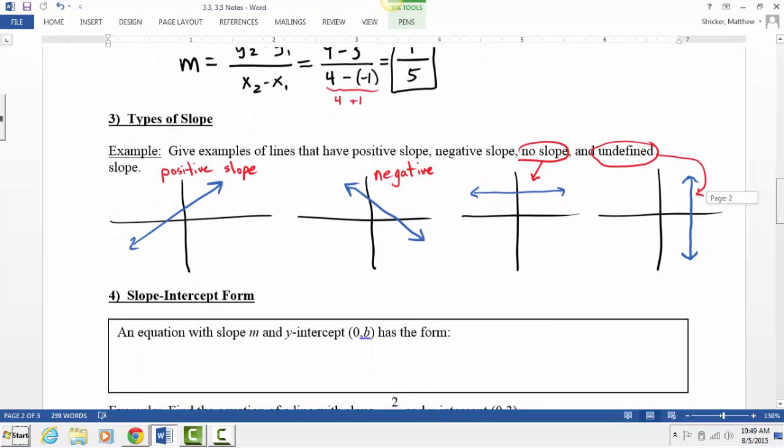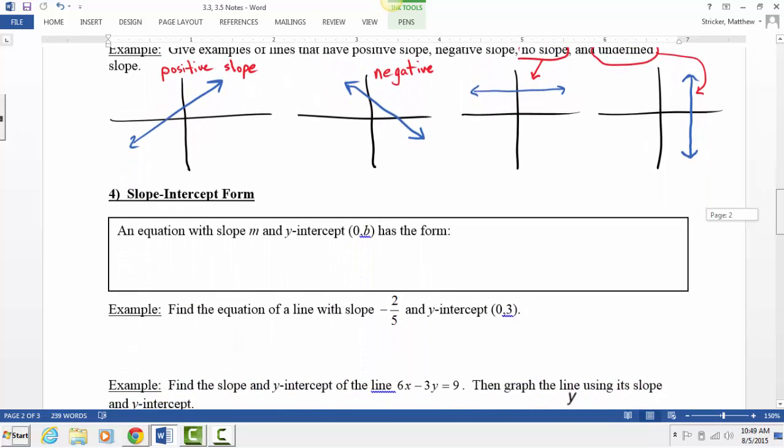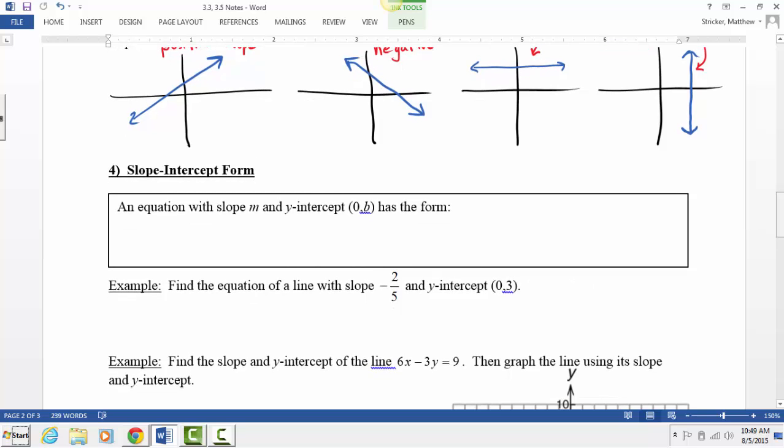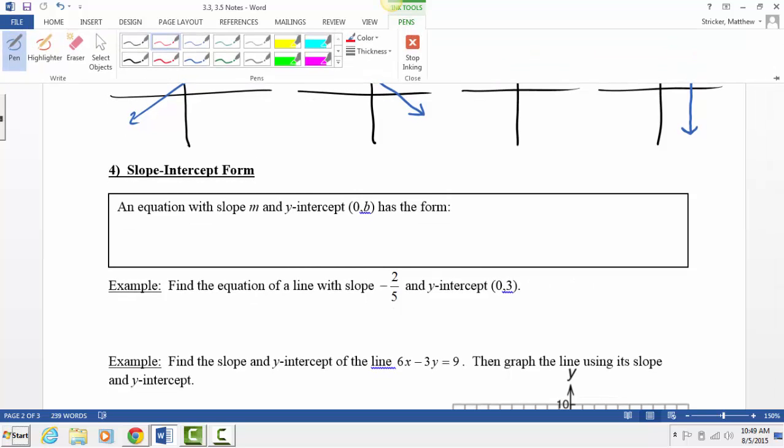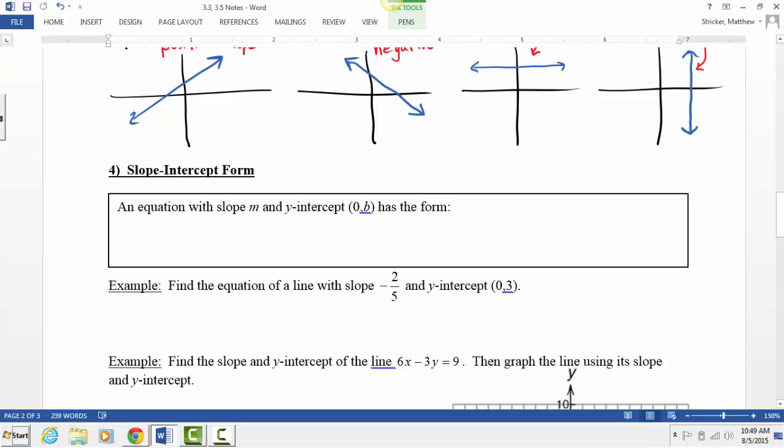Okay, the last thing we're going to talk about in this section is slope-intercept form. We're going to talk about one form of a linear equation, and that form is called slope-intercept form. If we have an equation with slope m and a y-intercept, which, remember, is a point that has an x and a y, where the x is 0 and the y is b, this always has the form y equals mx plus b.